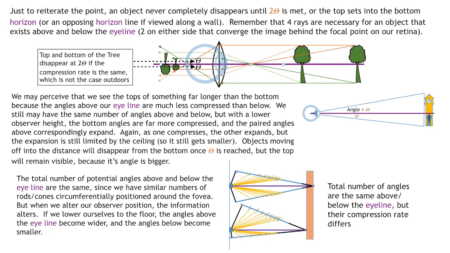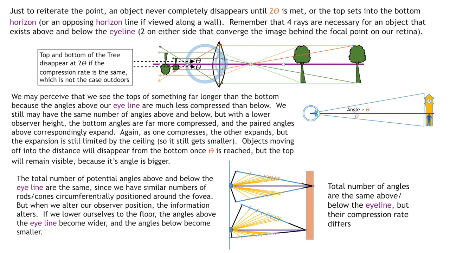We still may have the same number of angles above and below, but with a lower observer height, the bottom angles are far more compressed, and the paired angles above correspondingly expand. Again, as one compresses, the other expands, but the expansion is still limited by the ceiling, so it still gets smaller. It just doesn't keep expanding, in other words. Objects moving off into the distance will disappear from the bottom once theta is reached, but the top will remain visible, just like we've talked about, because its angle is bigger.